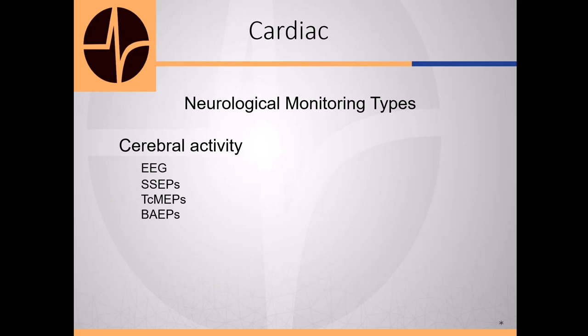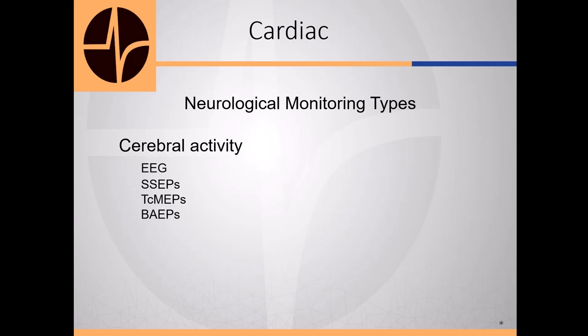So they'll be used if the surgeon wants to put the patient in burst suppression. I did a case where they put them on the heart-lung bypass. So they wanted them in burst suppression, and they wanted to know exactly how much. My SSEPs and my MEPs would have been useless then.